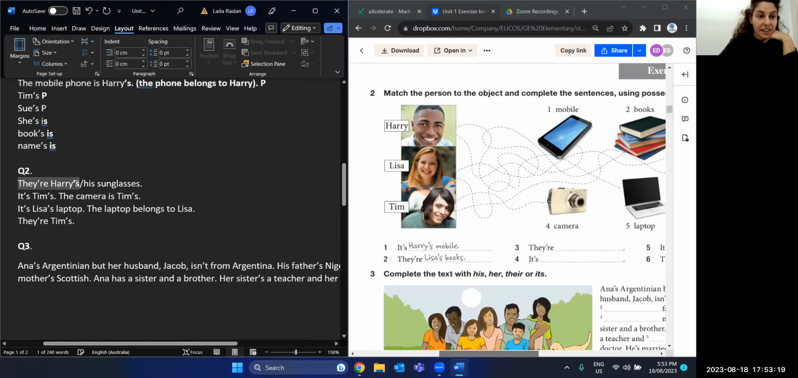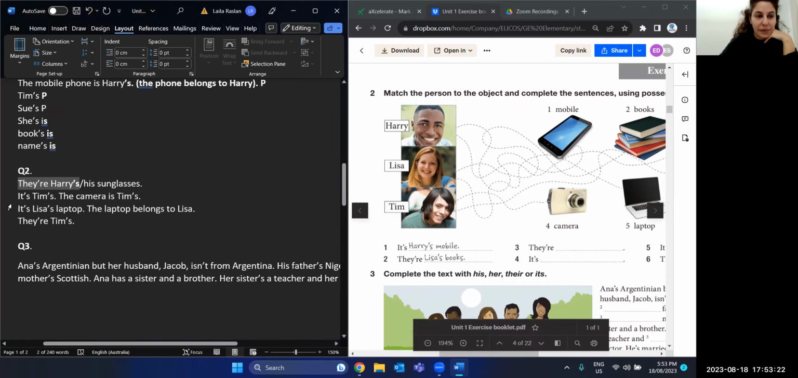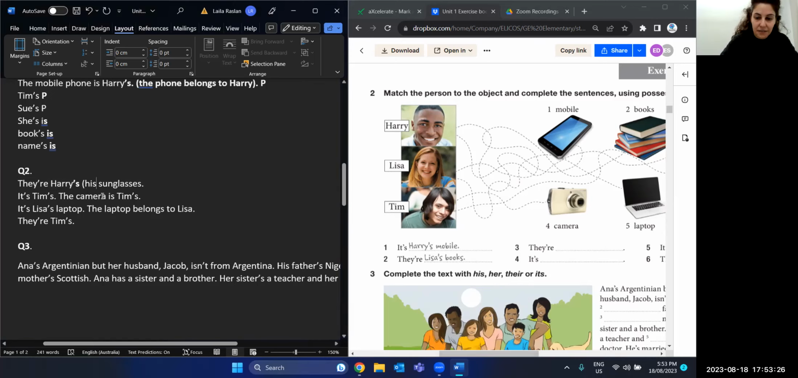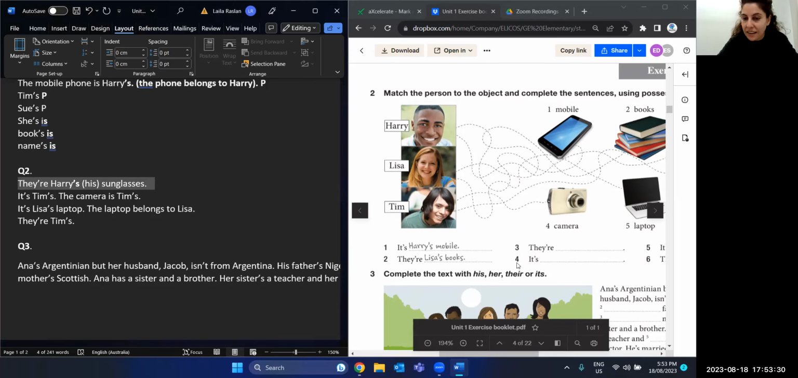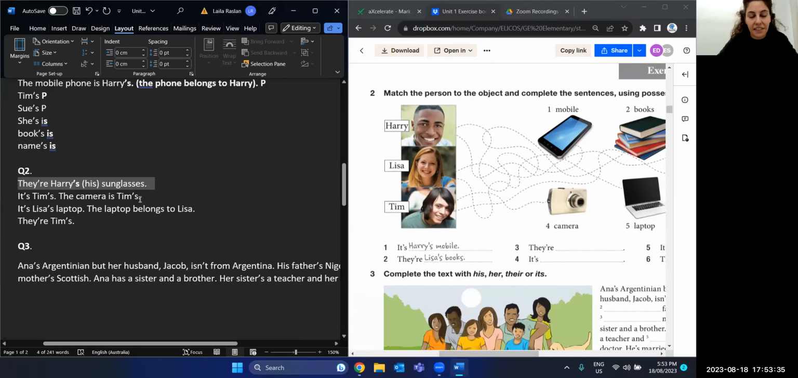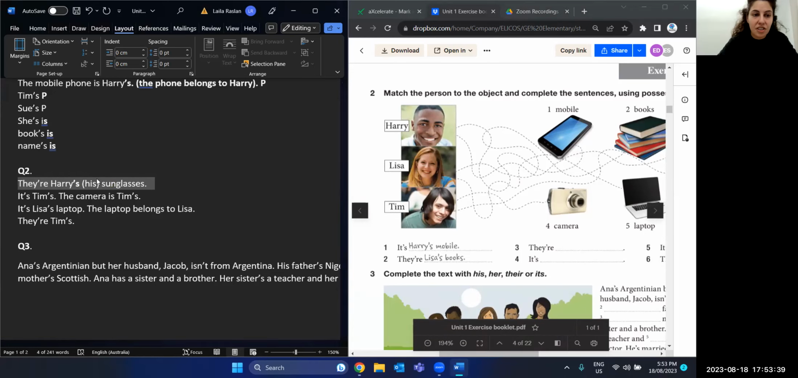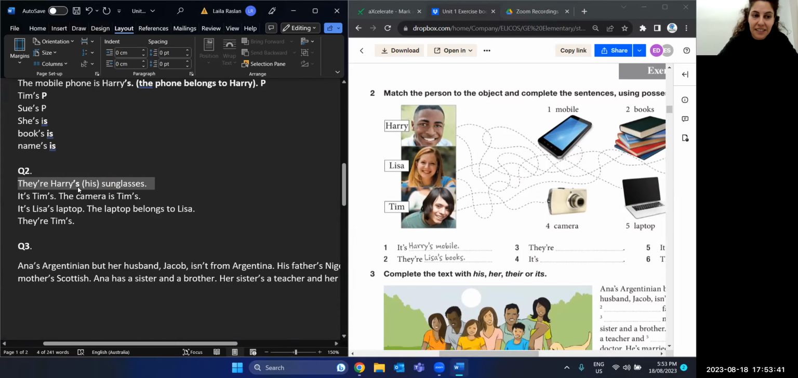So they're Harry's, it means it's his. They're Harry's sunglasses. Because you could see, if I could replace Harry's with his, that's how I know that I must put the S. They're his sunglasses. So they're Harry's.